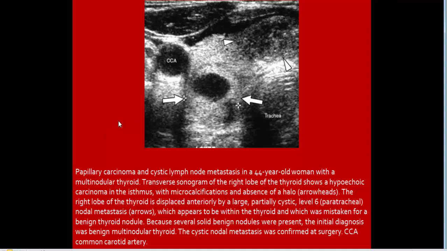As we see in this multinodular thyroid, the right lobe shows a hypoechoic right lobe replaced by an anterior large partially cystic level 6 paratracheal nodal metastasis. As we see here, this is a mass in the thyroid gland, absence of halo, microcalcifications, papillary carcinoma. This is paratracheal lymph nodes.